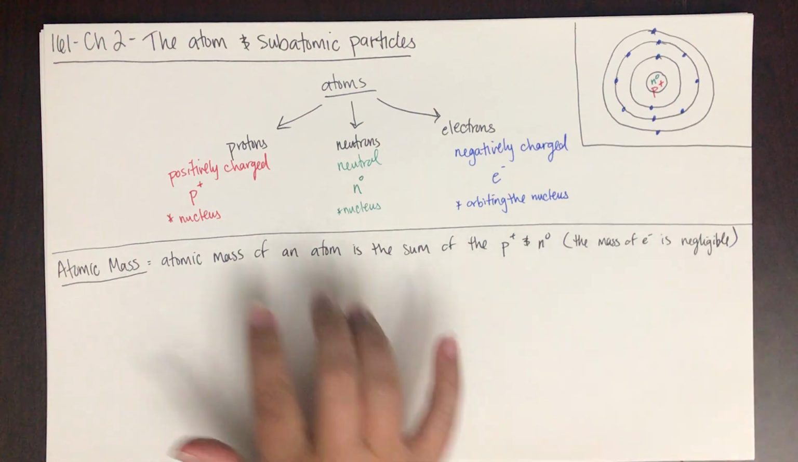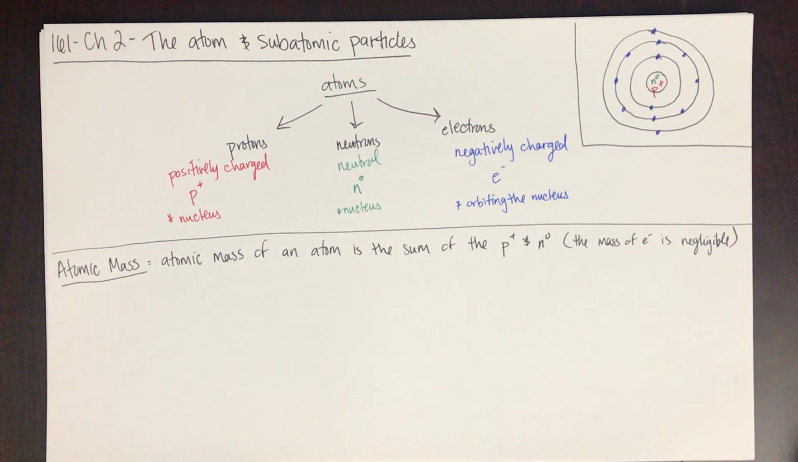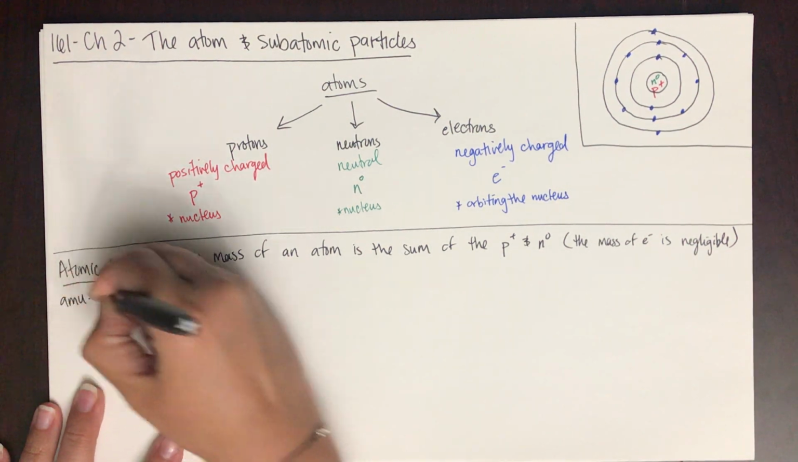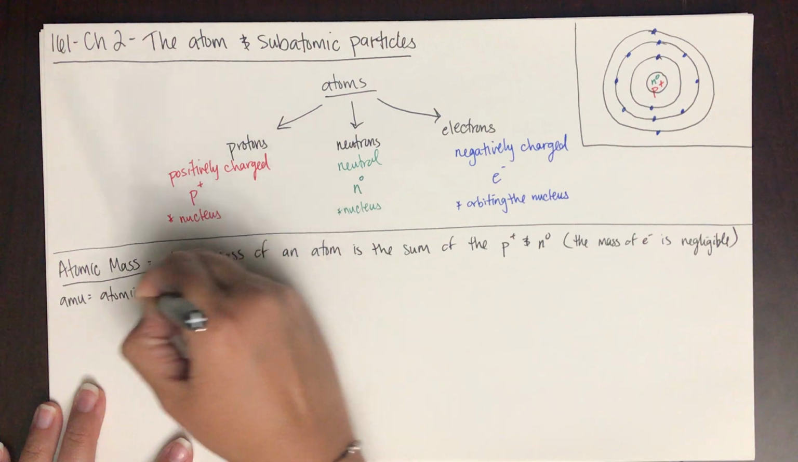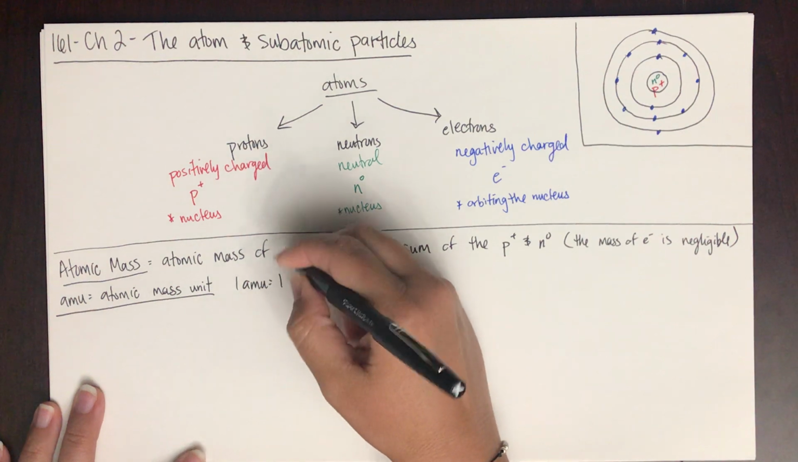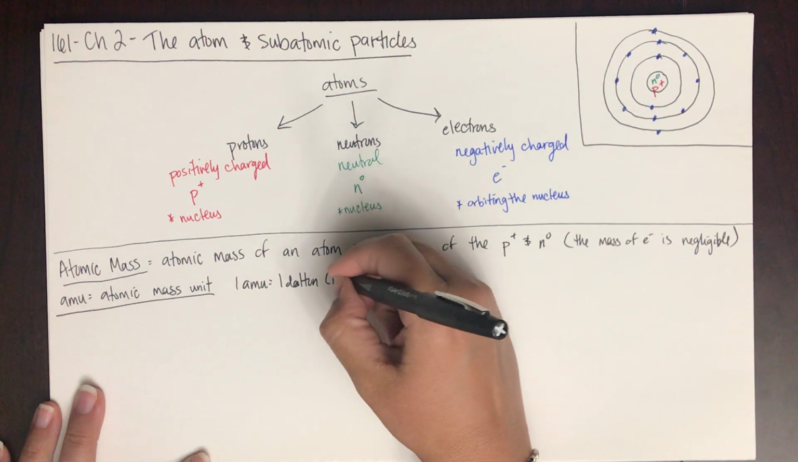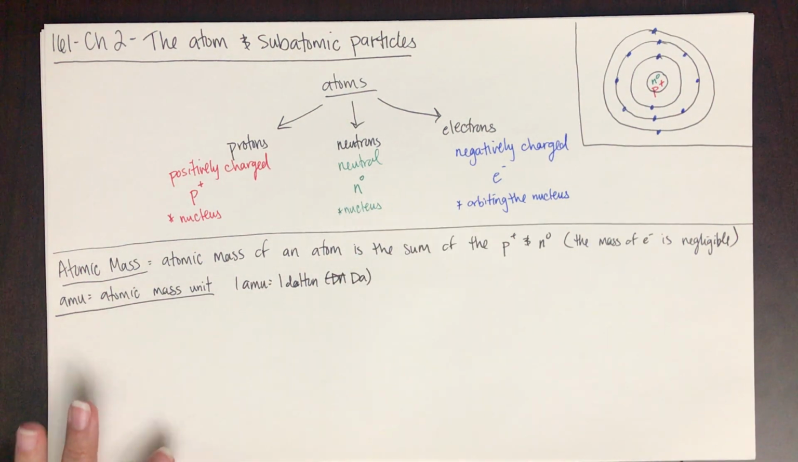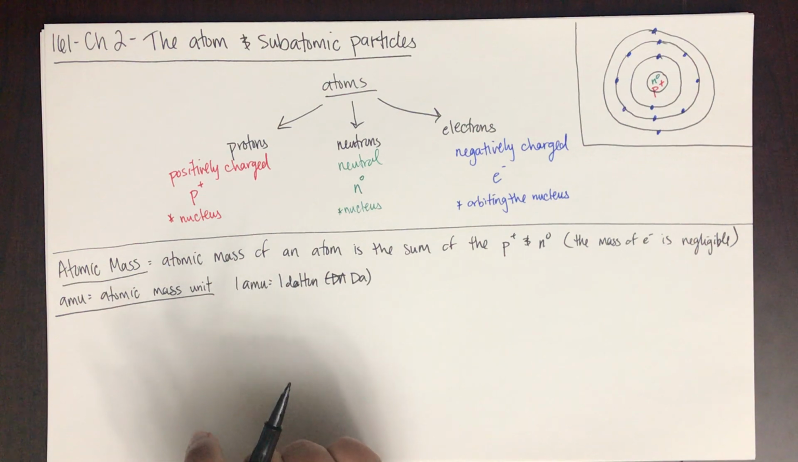We say that the mass of a proton or a neutron is what's called an AMU, an atomic mass unit. 1 AMU equals 1 what's called a Dalton, which is DA, another unit that we use, especially in biochemistry when we're talking about the mass of atoms. And the mass of an atom is just the sum of the protons and the neutrons.